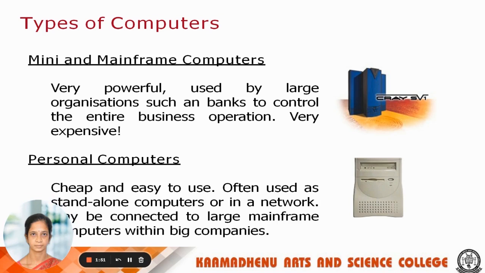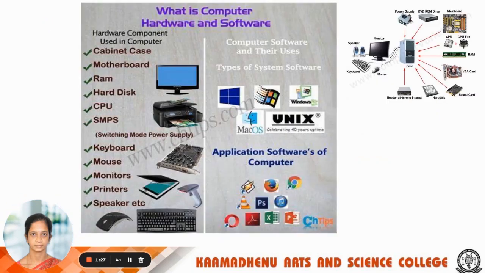Types of computer: mini and mainframe computers are very powerful, used by large organizations such as banks to control entire business operations. They are very expensive, for example, as in our university also. Personal computers are cheap and easy to use, standalone computers on a network. Large mainframe computers are used in big companies. Now the difference between the hardware components used in a computer and the computer software.